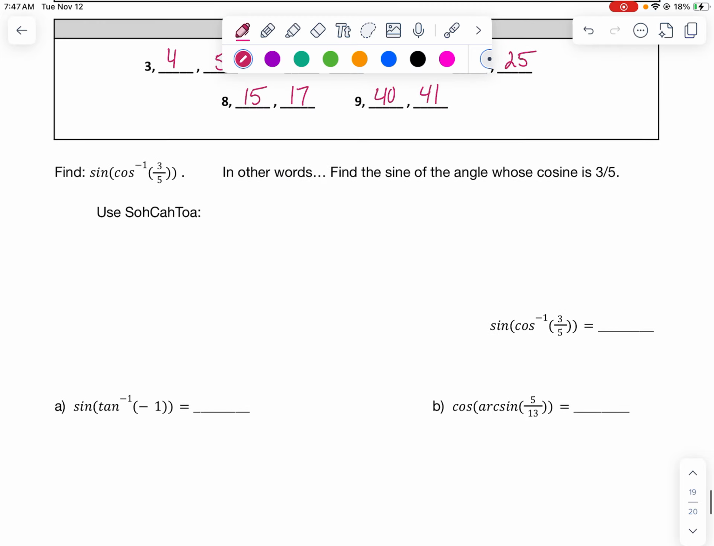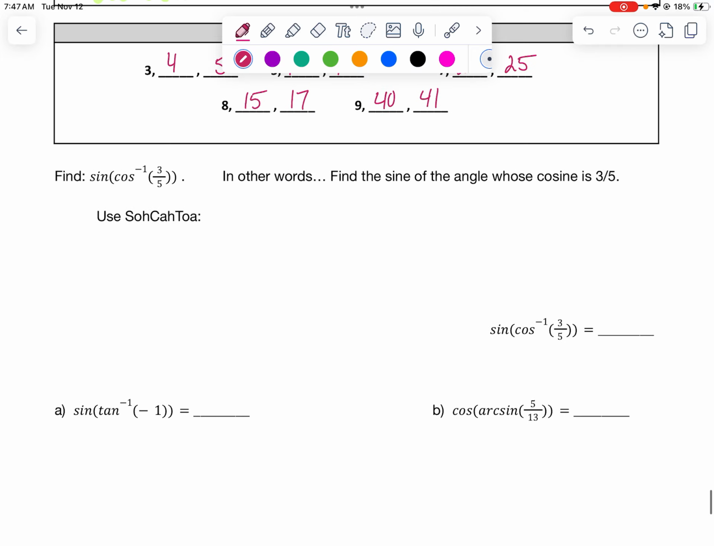Okay. So the first one, right, we see we have a sine of the inverse cosine function of 3/5. So in other words, we have to find the sine of the angle whose cosine is 3/5. So I'm going to use SOHCAHTOA. We are focusing on my inverse function of cosine of 3/5, right? In this one, cosine is in quadrants 1 and 2, so it's positive, so we are going to be living in quadrant 1.